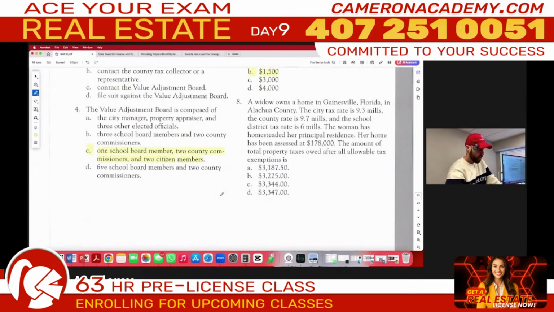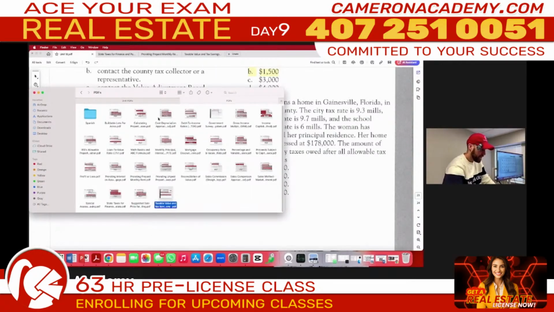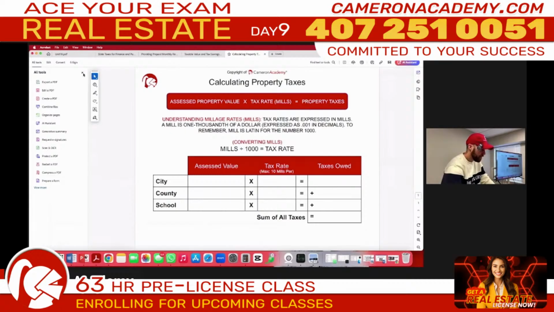All right, number 8, a widow owns a home in Gainesville and Alachua County. The city tax is 9.3 mils, county is 9.7, and school board tax is 6 mils. Anyhow, the woman has a homesteaded principal residence and assessed at $178,000. How much taxes does she owe? This is where you got to pay attention. We can take out that handout for calculating property taxes and go through these motions together.